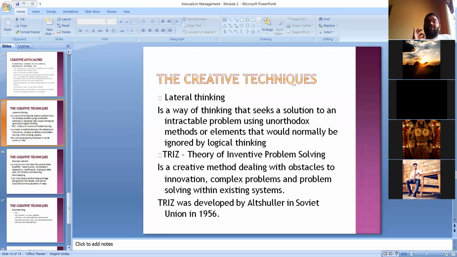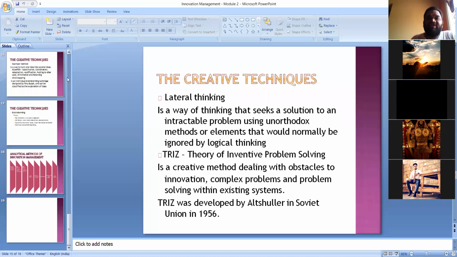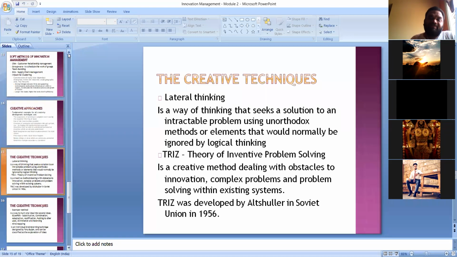That is the organizational aspects of innovation management. There are many chances of asking organizational aspects of innovation management for 5 marks. If you get a 10 marks question in the second module, it will almost certainly come from these 2 only: creative techniques and soft methods of innovation management. Tomorrow we'll discuss this in the next class. After completion of the creative techniques, that will be the end of the second module, and we'll go into the third module.